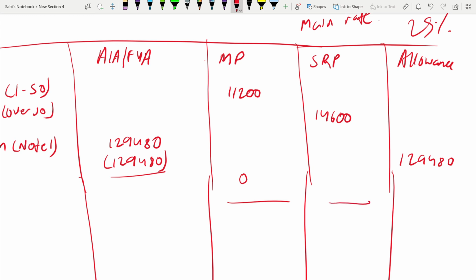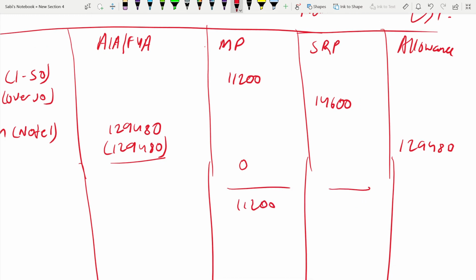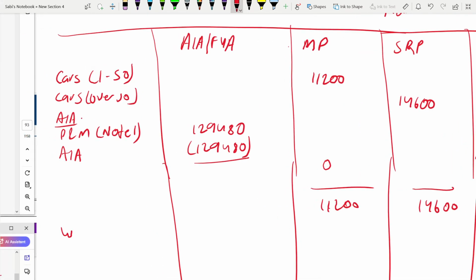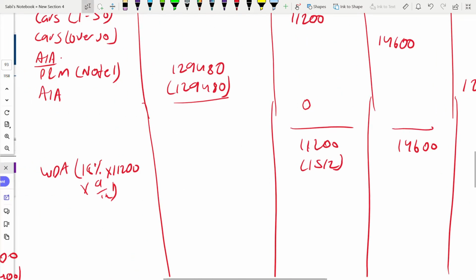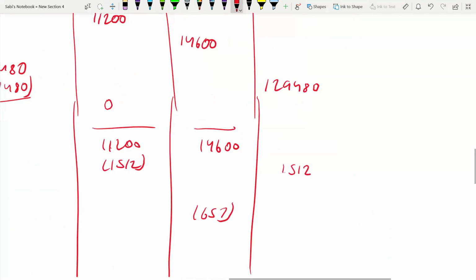Now 11,200 and 14,600. What's the next? WDA. Remember, this is for 9 months, short period of account, so you will scale down. 18% into 11,200 in the main pool for 9 months. It's 1,512. Immediately you will write this in the allowance, 1,512. Next, for 14,600, that's a special rate pool item. WDA will be 6% into 14,600, again 9 months. 657. Allowance 657.